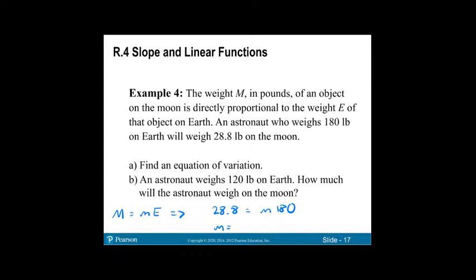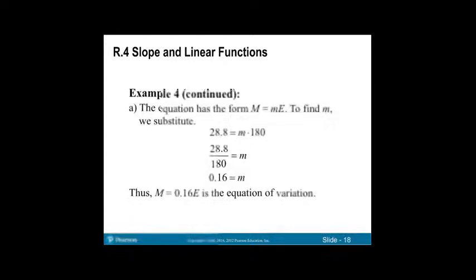Let me go 28.8 divided by 180. Okay, 0.16. So then that gives us the weight on the moon is going to be 0.16 times their weight on the Earth. This is just the way that we set it up. Okay. So let's compare it to what we had typed. So then the weight on the moon is going to be 0.16 times the weight on the Earth.